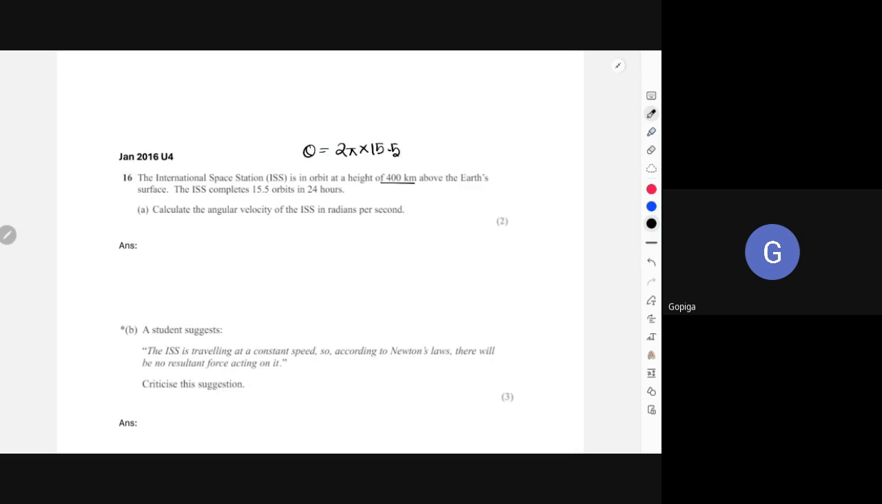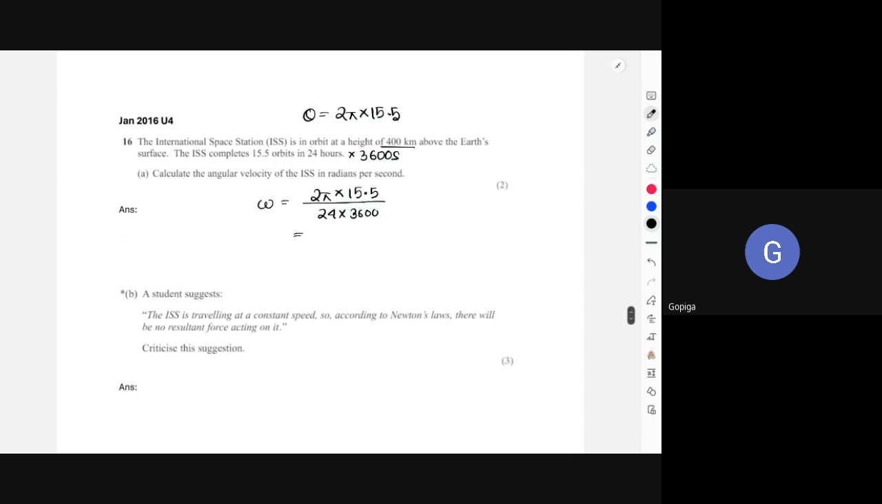24 hours means 24 multiplied by 3600 will give you that time in seconds. So in order to find omega, it's going to be 2 pi times 15.5 divided by 24 times 3600. Right, that is your answer. If you calculate this, you'll get your final answer, which is approximately 1.13 × 10^-3 rad per second.